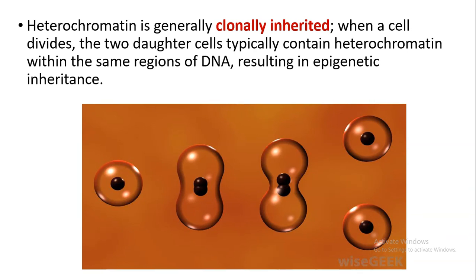Here there is an epigenetic inheritance seen in the heterochromatin. It means the genes which are present in the heterochromatin have a DNA sequence that remains unchanged, and they are transferred to the daughter cells during mitosis or meiosis type of cell division.